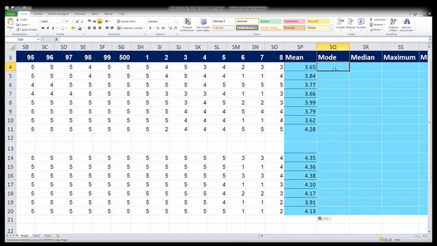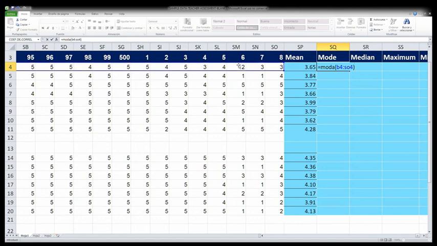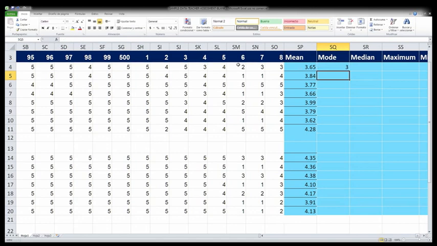Let's see what the mode says. So then again, mode, and then it was B4 through SO4. There it is. I can always verify that my cells are selected. Check it out. My cells are selected, okay? So the mode is 3. This means that the number that the students circled the most frequently was number 3, okay?